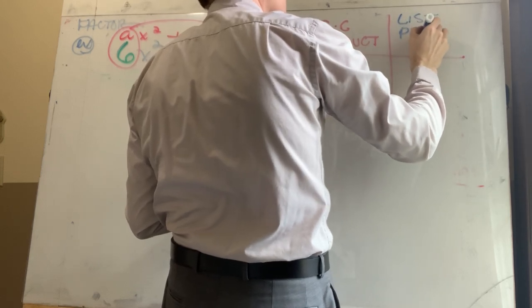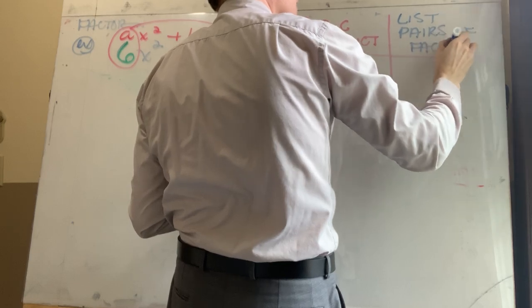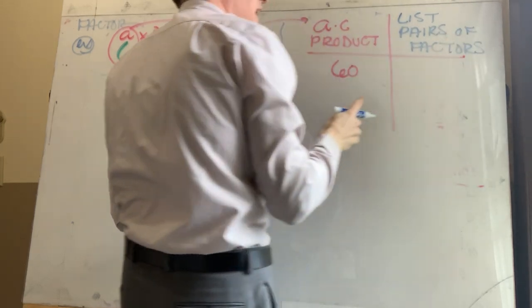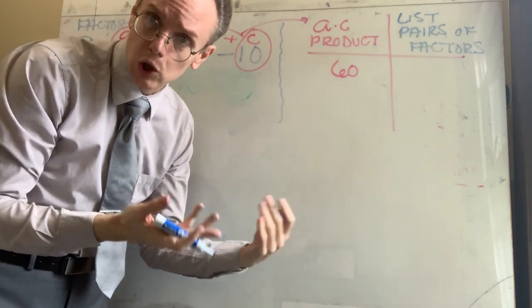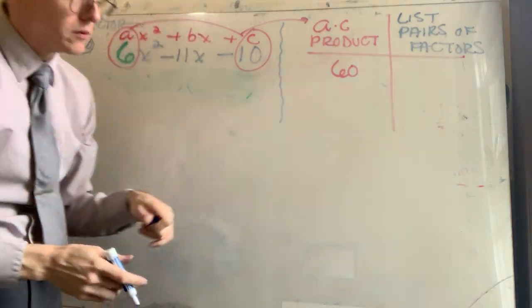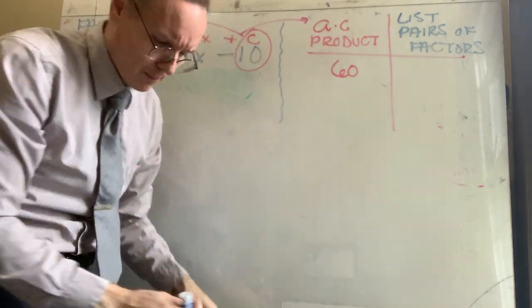Right? From that, we can list pairs of factors. Pairs of factors that make 60. Right? Because 60 happens to be a large number that is an even number. Right? There's going to be quite a few choices, but we want to make sure that we cover all of them.